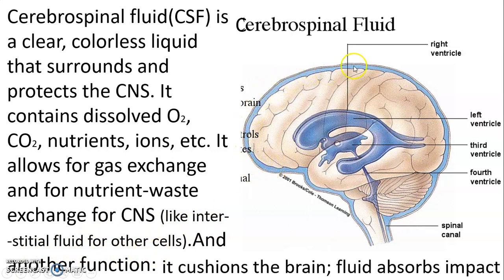This light blue stuff is the cerebrospinal fluid. And strangely enough, we'll talk about it in a moment, it has these particular openings that it flows through. And it flows down here. We can't see the rest of the spinal cord, but it flows down around your spinal cord as well. There's one other function it has. It's really easy. It cushions the brain. The fluid absorbs impact. So it's a little bit of a shock absorber to protect your brain for when your head gets hit.